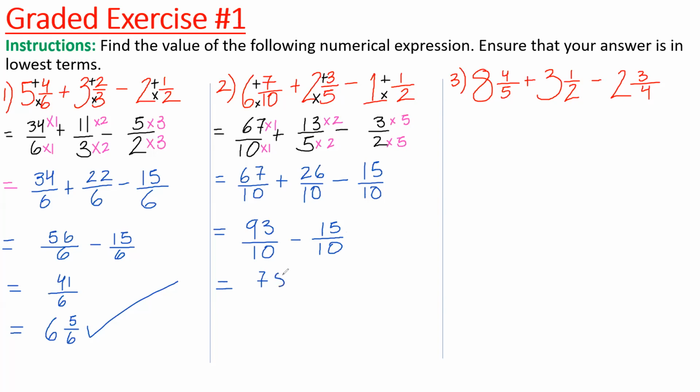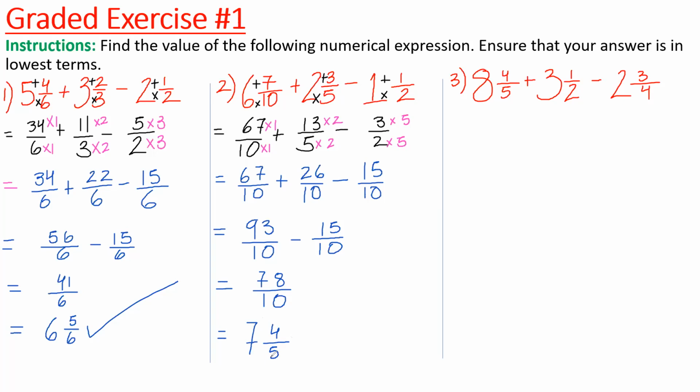And now we're going to divide. Once I divided, I got 7 and 8 over 10. And that could be reduced, because 2 goes into 8 and 10. So my new number is 7 and 4 over 5.